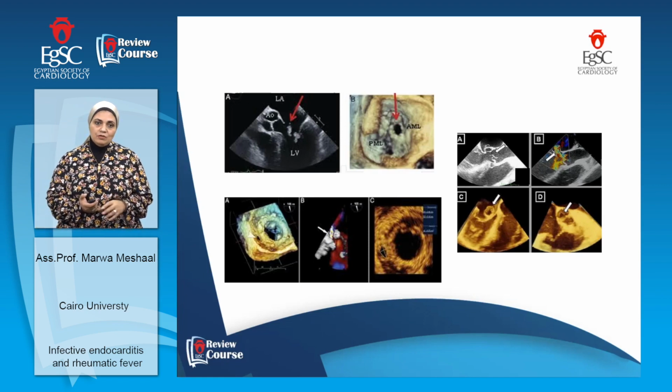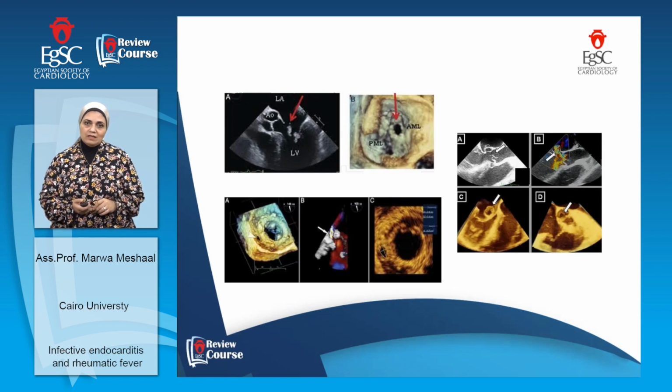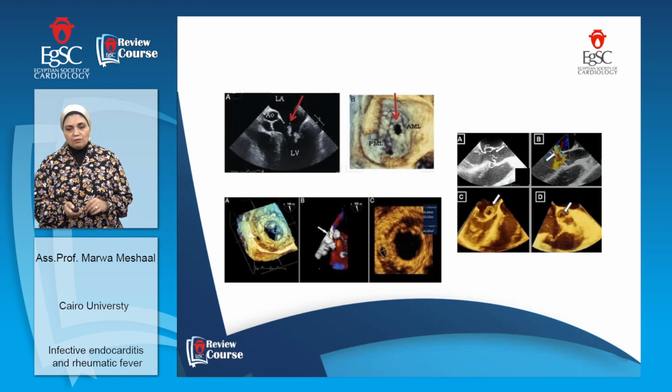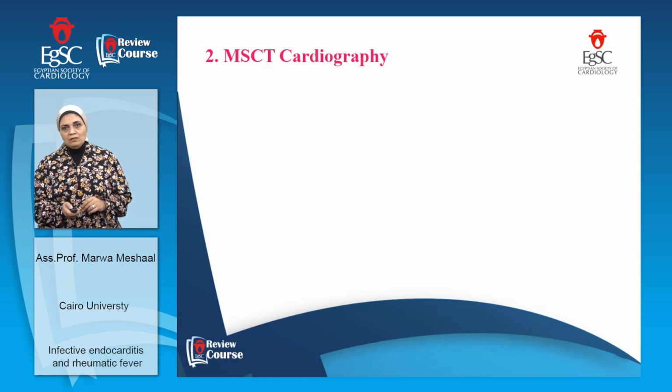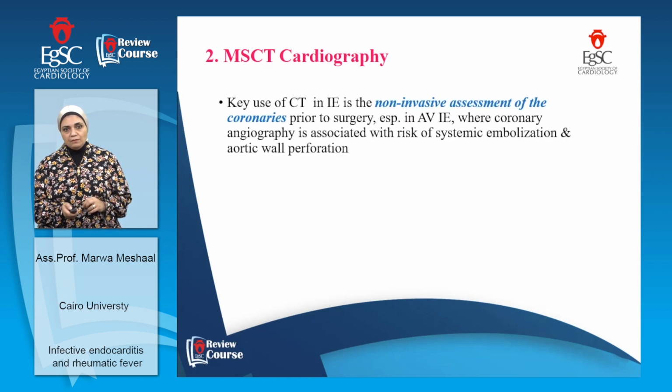For that, the images on the left side and the lower corner are to detect the perivalvular complication of prosthetic valve, where you can find a paravalvular leakage. You can assess the size, the site, and the severity, and it's better to be diagnosed and assessed by the 3-dimensional echo. What about the multi-slice CT cardiography?